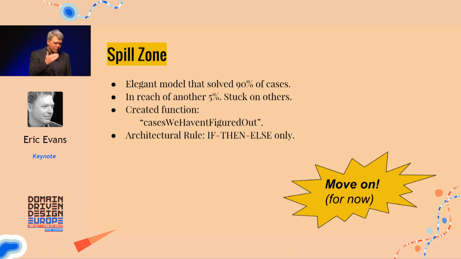So you figure some stuff out and you get it shipped with a model that's the best one you can come up with right now, and with some honest names and maybe a spill zone here and there, and then you move on and you ship and repeat the cycle.